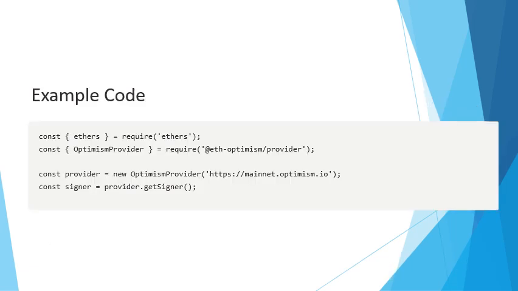The first two lines of this code import the Ethers library for interacting with Ethereum-like blockchains and the Optimism provider from the @eth-optimism/provider package for connecting to the Optimism network. Then we create a provider for the Optimism network connecting to the Optimism mainnet using the specified RPC URL. Then the const signer line attempts to get a signer from the provider. A signer is an object that can sign transactions and messages on behalf of an Ethereum account.